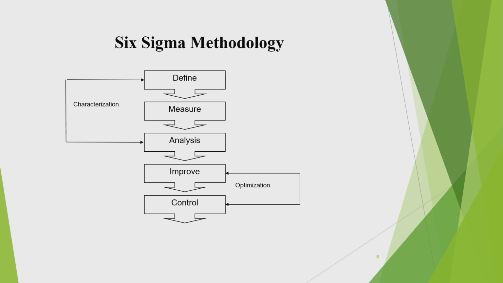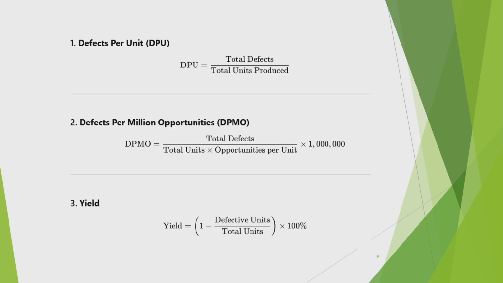So the 6 sigma methodology is called the DMAIC method. First define the problem, then measure, then do analysis and characterization, and then improve the process and control. That part is called optimization. This type of procedure you have to follow. Now a little bit of mathematics associated with 6 sigma. We will say defects per unit.